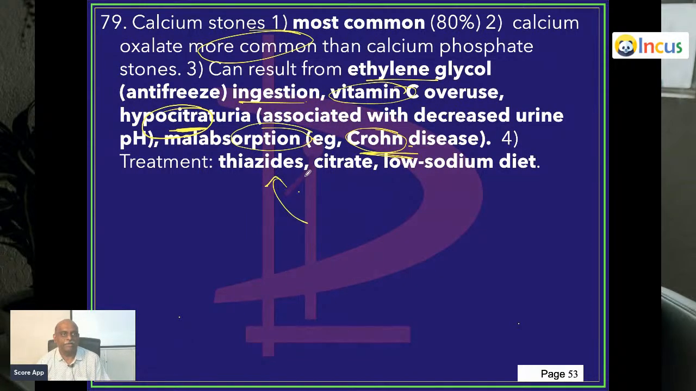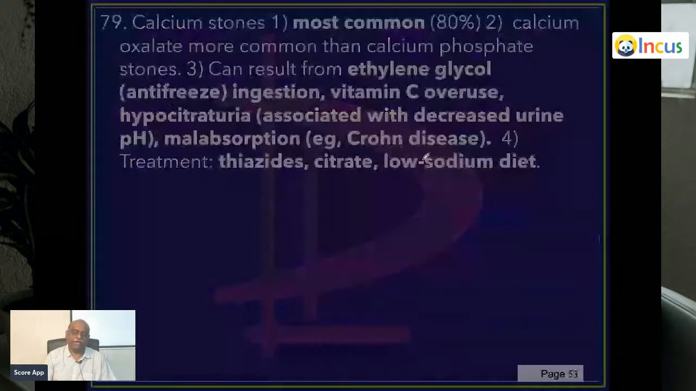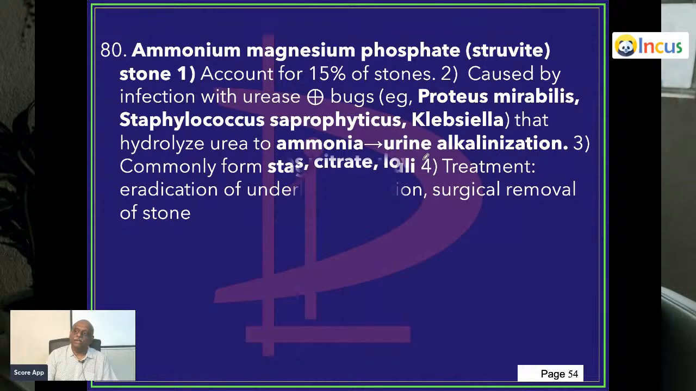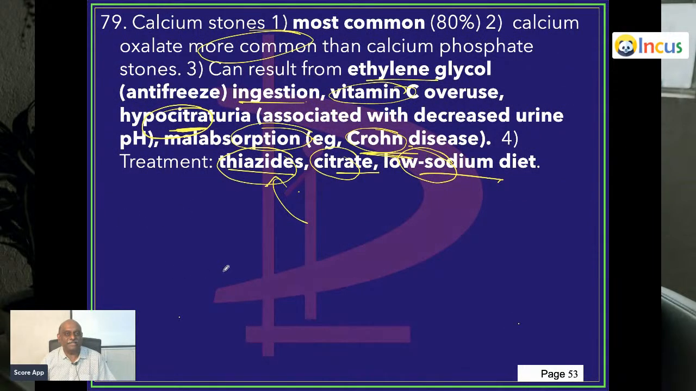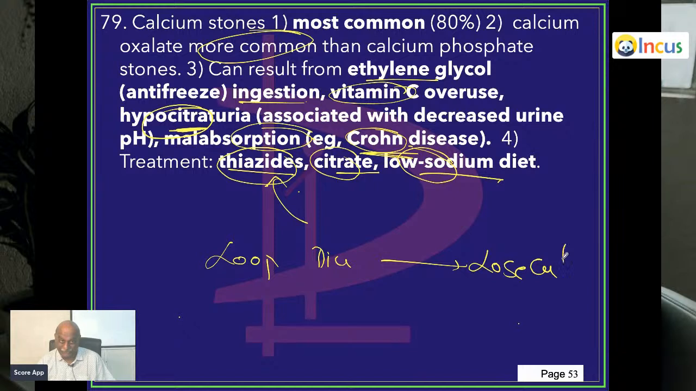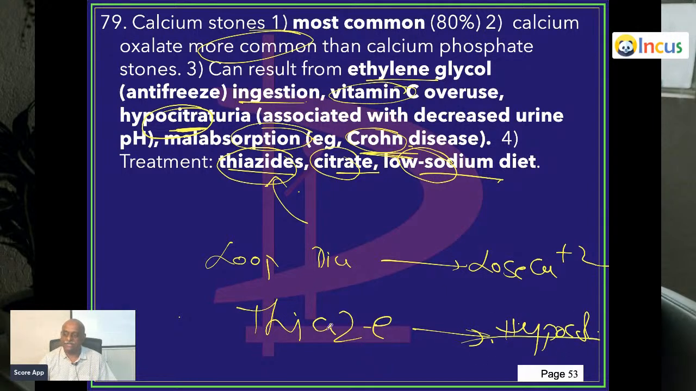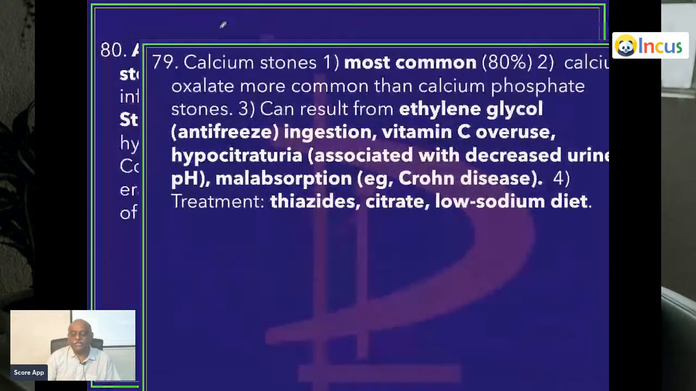And how do you treat, doctor? Thiazides, give citrate, give low sodium diet. Thiazide, citrate, low sodium diet. These are the ones which you typically administer whenever calcium stones are there. Why thiazide? Yesterday we discussed, no? Loop diuretics lose calcium into urine. But thiazide diuretics retain calcium, so lead to hypocalciuria. That's the reason you use that hypocalciuric function of the thiazides to treat the calcium stones, is what you need to remember.